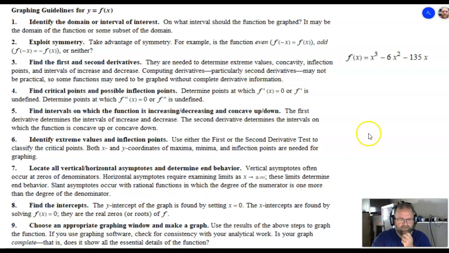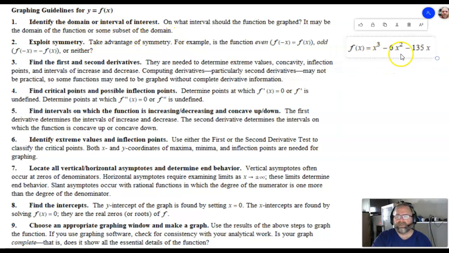All right. So for this one, I just want to hit step by step. The first thing says identify the domain or interval of interest. On what interval should the function be graphed? It may be the domain of the function or some subset of the function. So first of all, this is a polynomial, so it's going to be continuous and differentiable for all values of x. So negative infinity to positive infinity.